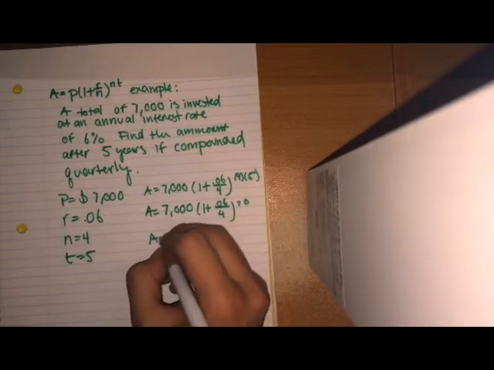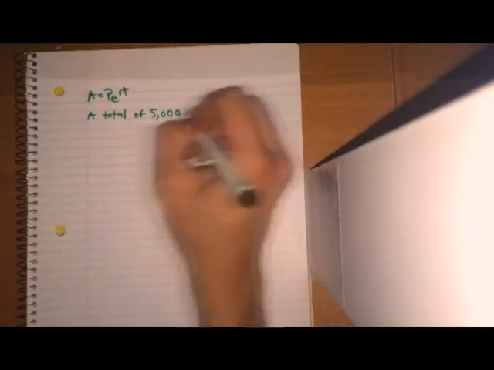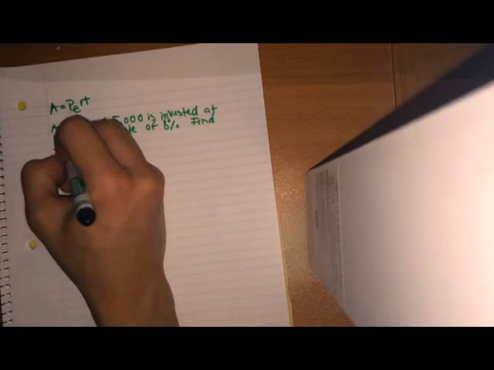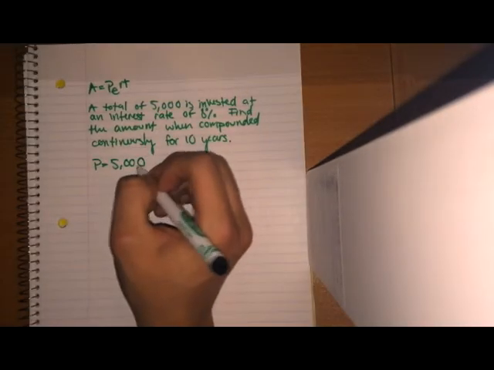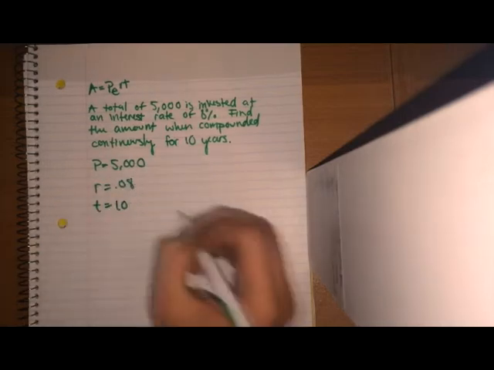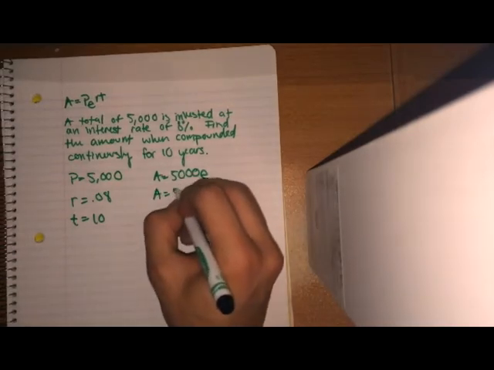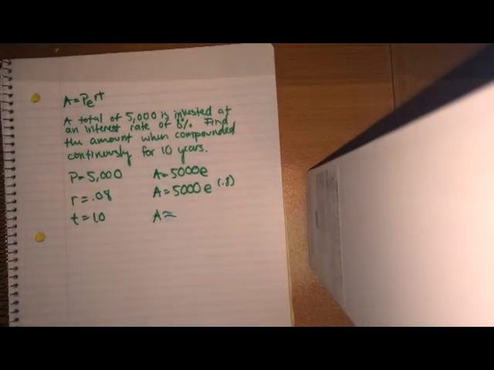When I plug this into the calculator, A is approximately $9,427.98. Now I will show you an example using the second formula. A equals P E to the power of RT. A total of $5,000 is invested at an interest rate of 8%. Find the amount when compounded continuously for 10 years. P is equal to 5,000, R is equal to 0.08, T is equal to 10. A is equal to 5,000 E to the power of 0.08 times 10, which is 0.8. A is approximately $11,127.70.